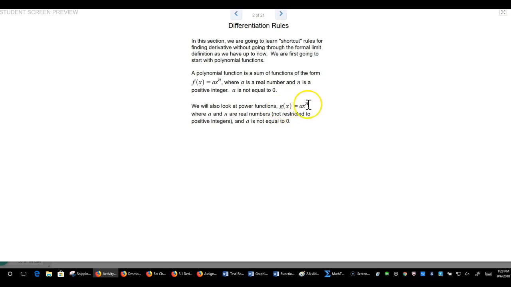And if you remember, power functions are of the form like g of x here, ax to the n, where a and n are any real numbers. And a certain type of power function is a polynomial function. So polynomial functions are the sum of these power functions.